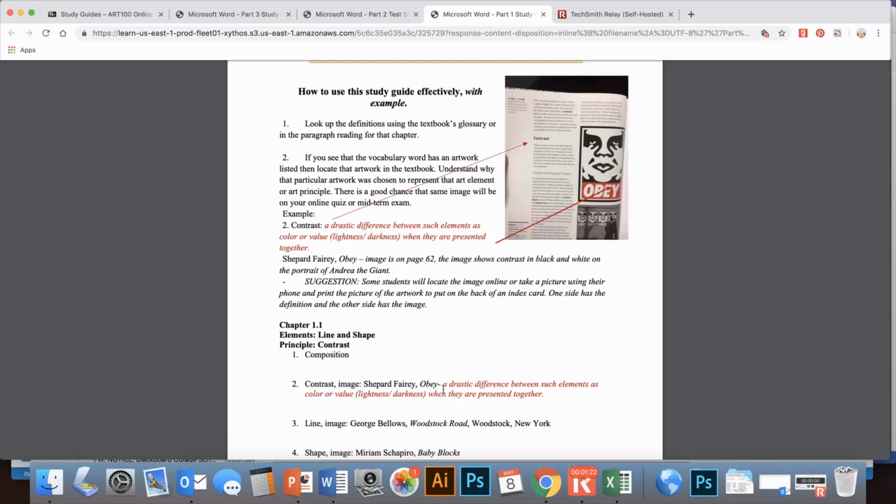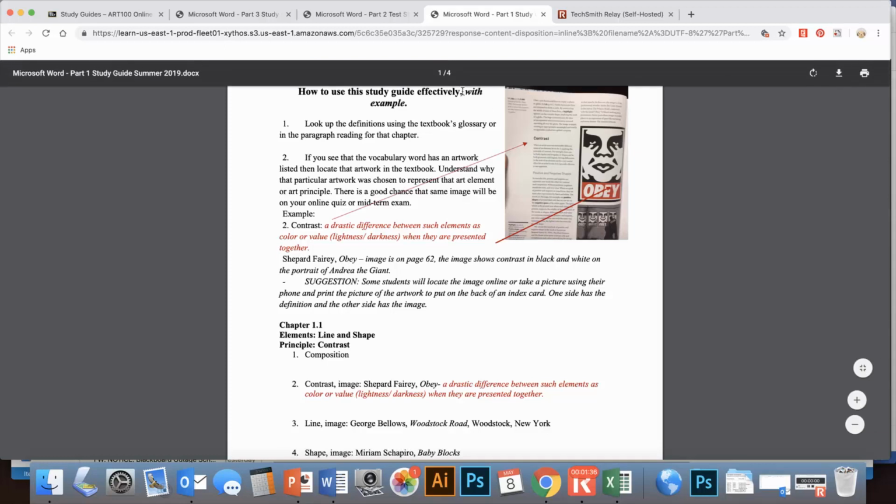In this particular case, for contrast, we have italicized the word Obey. That's the title of the artwork, and the artwork is by the artist Shepard Fairey. So here it is in your book, and then it will tell you who the artist is, which is over here, Shepard Fairey. And then you can see quickly that contrast is right there beside that image.